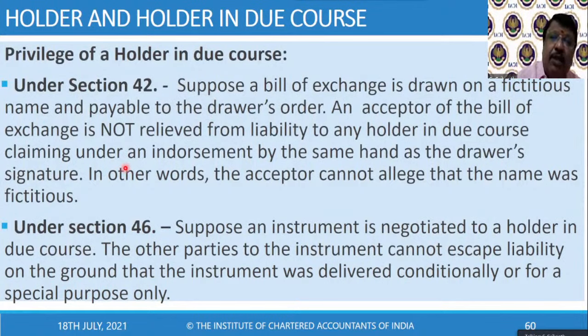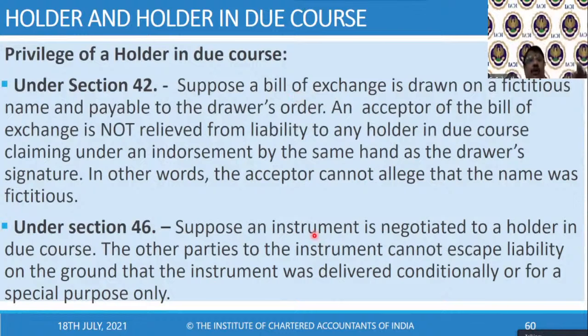Suppose an instrument is negotiated to a holder in due course, the other parties to the instrument cannot escape liability on the ground that the instrument was delivered conditionally or for a special purpose. For example, promissory note is a classic example. Please note, this section is talking about instrument, not bill of exchange. The earlier one said bill of exchange, whereas here it's instrument. So promissory note is also an instrument.